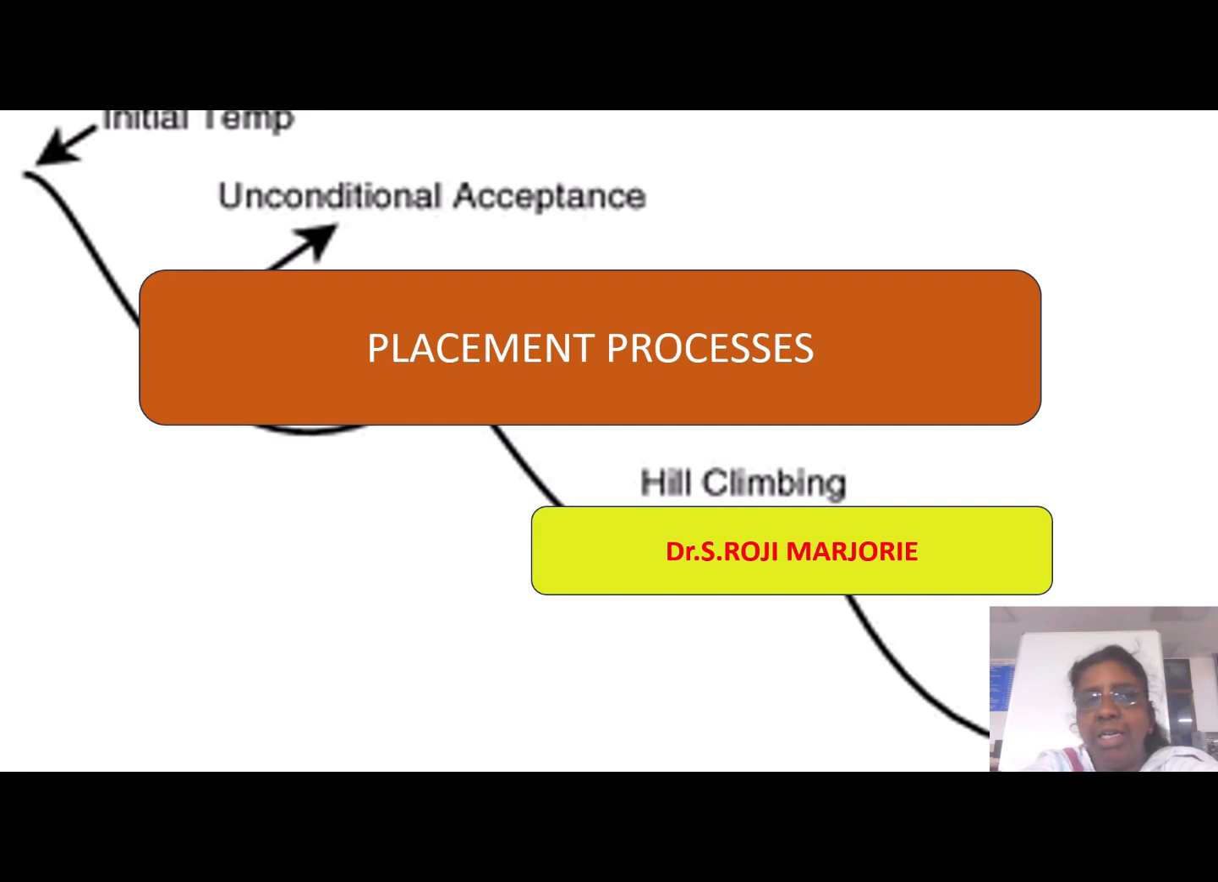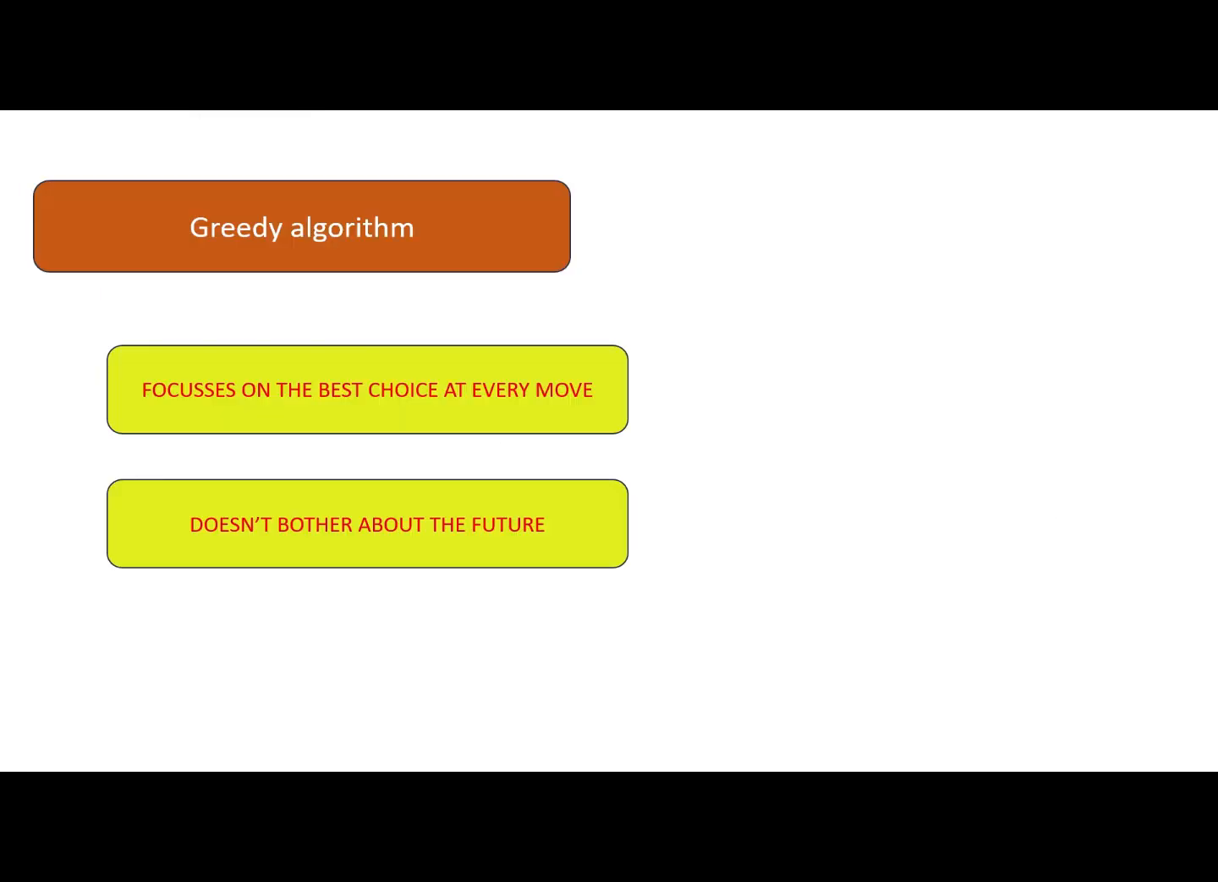The greedy algorithm, as the name itself says, is greedy. It focuses on the best choice at every move. For example, when a move is made, the cost corresponding to that move is calculated. And if that move gives a placement with a low cost, that placement value is selected. If the move gives a placement with a higher cost than the previous one, this move is rejected. Right? So I'll explain this with the help of a diagram.